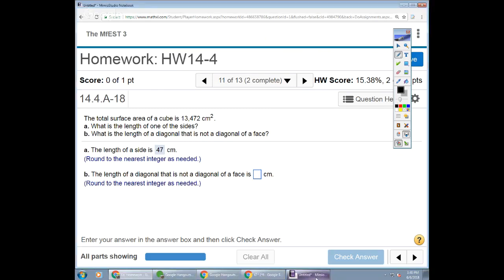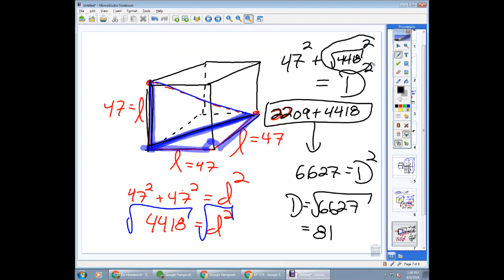So I just want to point out something about what happened over here. Where'd that 4,418 come from? It was the two sides of the right triangle. Those guys right there, right? And we had to square that square root, so it got rid of it. Well, the 4,418, that is this sum right there. So I can replace 4,418 with 47 squared plus 47 squared.